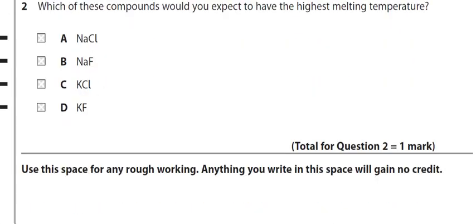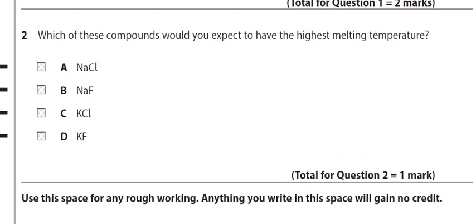Question number 2: which of these compounds would you expect to have the highest melting temperature? You notice all these compounds are group 1 with group 7, so these are all ionic compounds. For ionic compounds, the melting and boiling point is determined by the strength of the ionic bond. Now the strength of the ionic bond depends on the product of the ionic charges. That is one of the reasons. The second reason is the size of the cation and the anion.